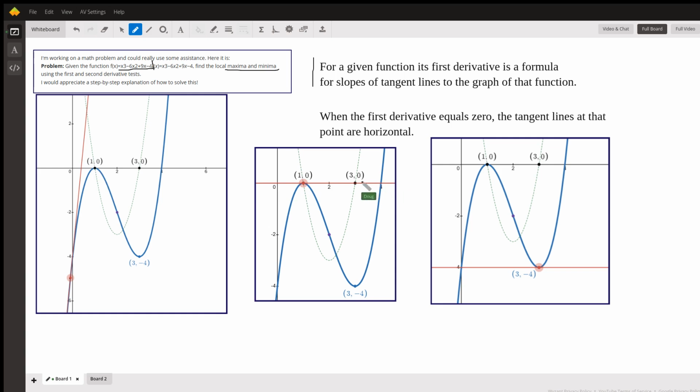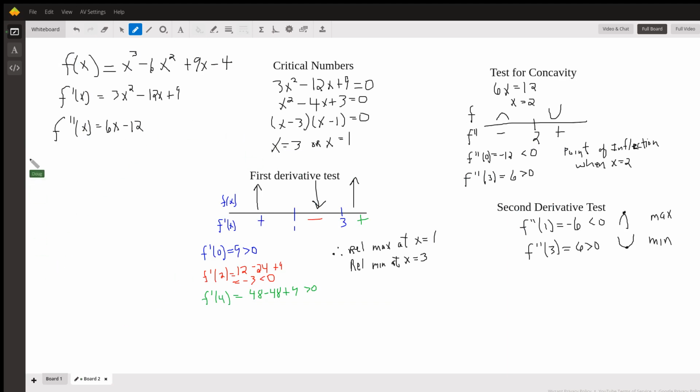And at the point where x equals 3, which is the other point where the first derivative equals 0, the tangent line is horizontal. Okay, so the question is, how do you use the first and second derivative tests to identify (1, 0) as a relative or a local maximum and (3, -4) as a relative minimum? So here's how it happens.